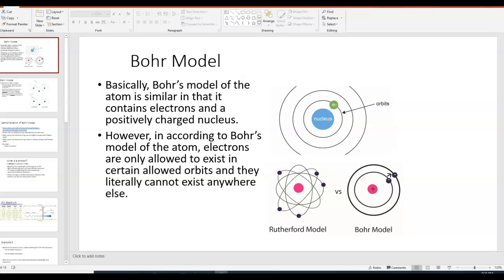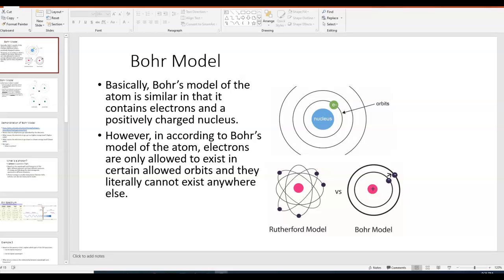Okay, so in the last video we talked about the Thomson model of the atom, the Geiger-Marsden experiment that led to the development of the Rutherford model of the atom, and today we're going to be talking about the Bohr model of the atom. Now the Bohr model and the Rutherford model both have something in common. They both have a nucleus.